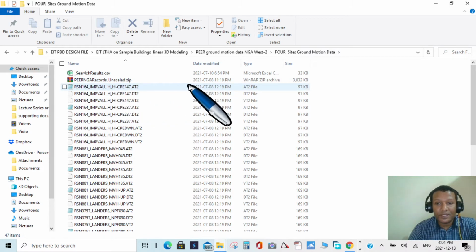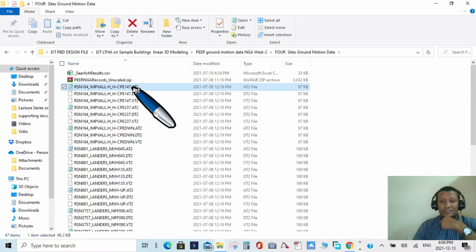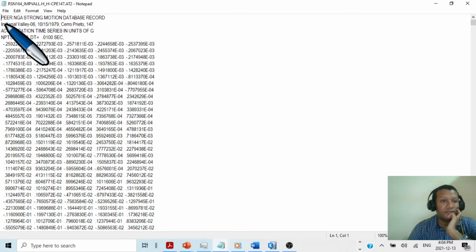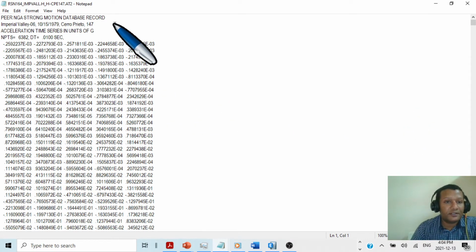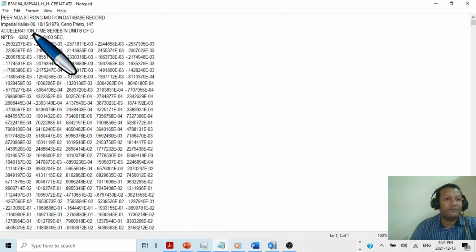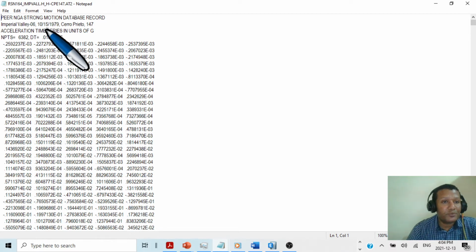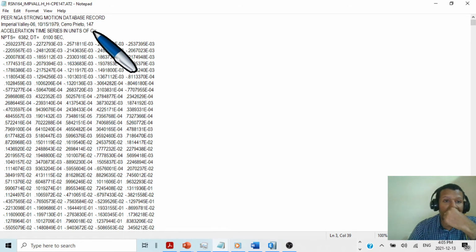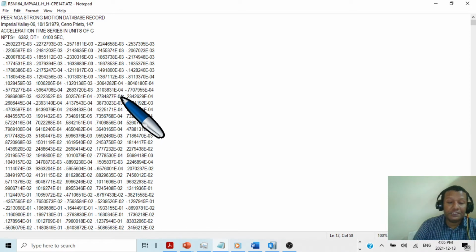So as you can see, we can open it in the notepad, and we can see the format also. Let me open it, for example. As you can see, this is PEER NGA strong motion database record, Imperial Valley 06. This happened on 10/15/1979. Cerro Prieto, station 147. Then acceleration time series in unit of G. This is very important because this is in the unit of G.